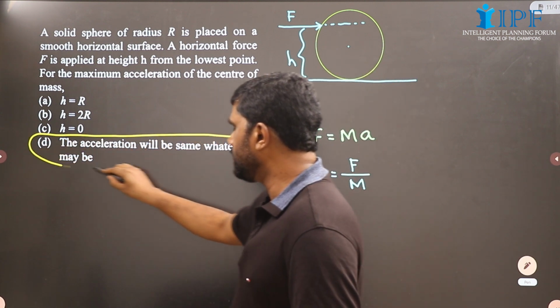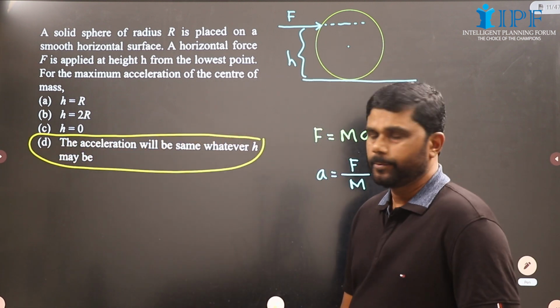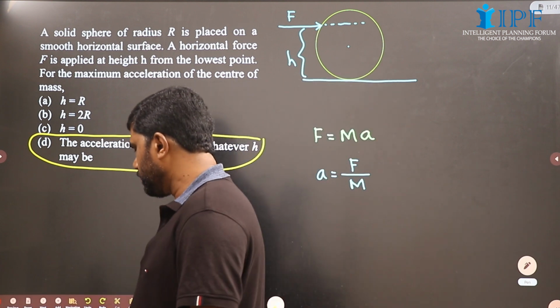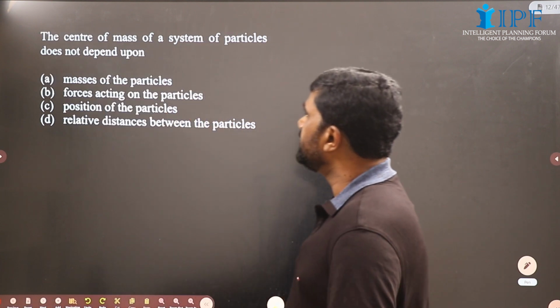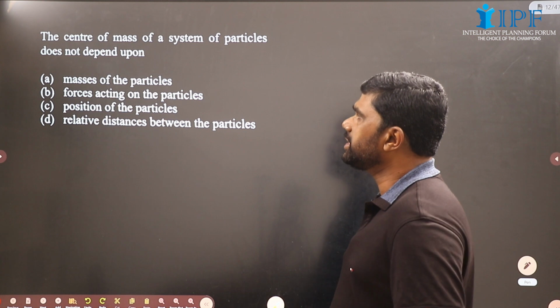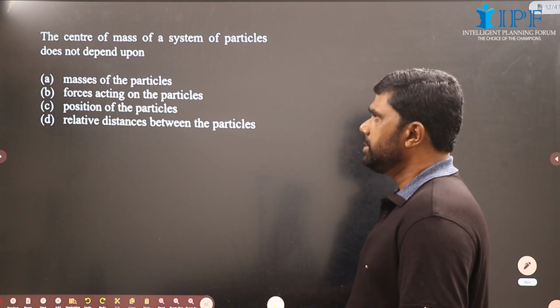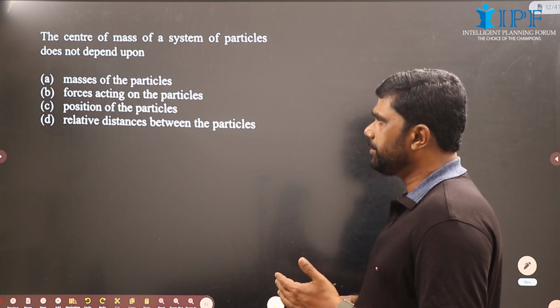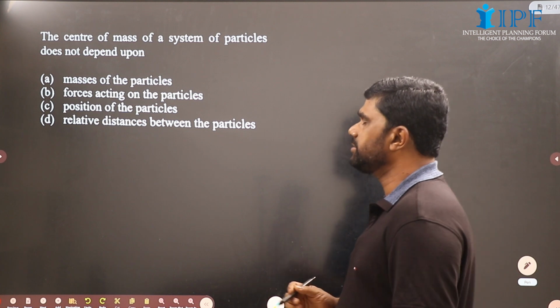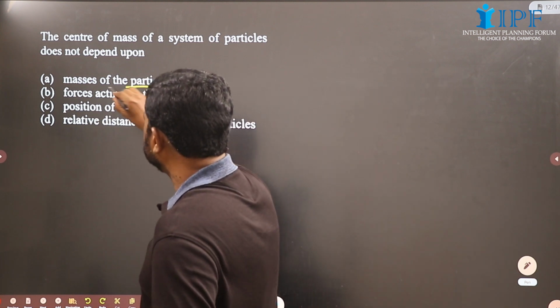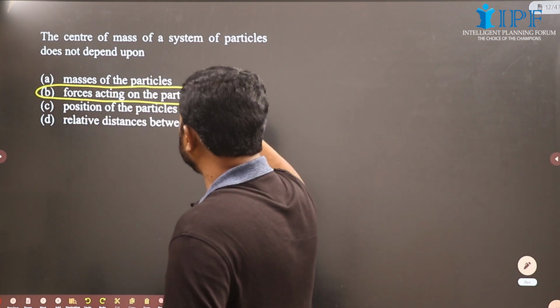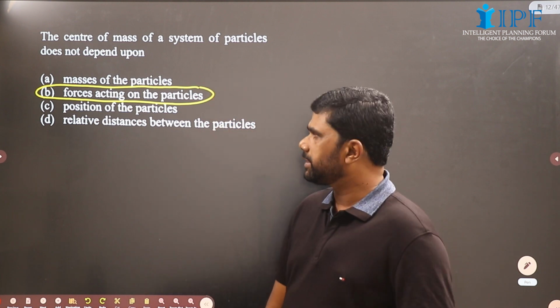So this is the correct option. Now let's see what we have next. The center of mass of a system of particles does not depend upon the mass of the particles? It will depend. Forces acting on the particles? It will not depend. The center of mass will not depend on the forces acting on the particles.